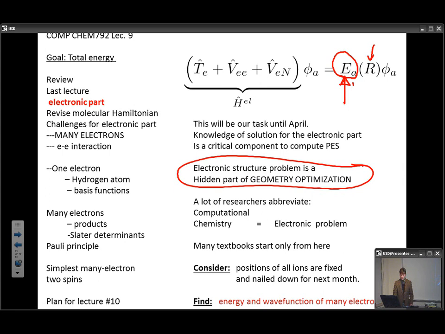Well, if you go to the library and open an arbitrary book on computational chemistry, most likely they will consider this equation only. They will skip geometry optimization altogether, especially if it is a 40 years old book. So we agree on that, and our task is to find the energy and wave function of many electron systems with several attraction centers.